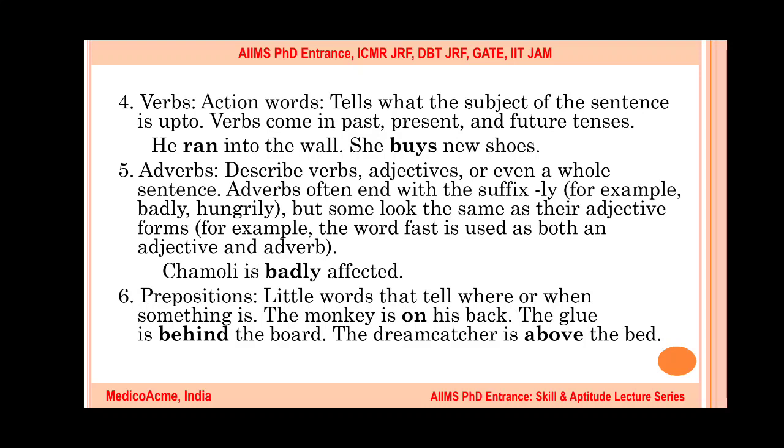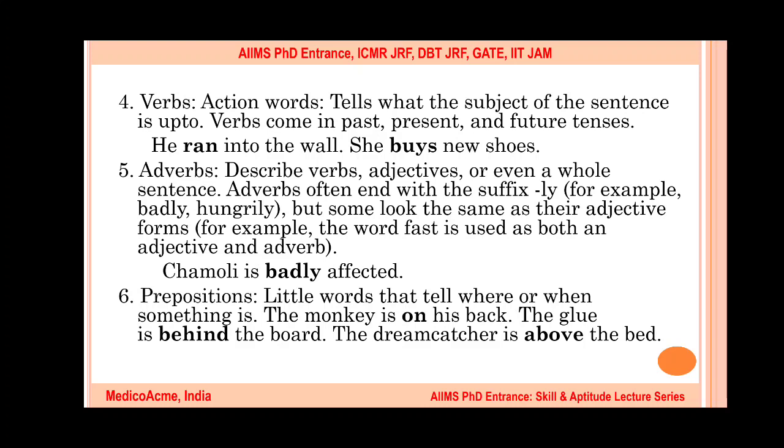Verbs are the things that are in action, activity you can say. If someone is swimming, someone is walking, they are all doing an activity. It might be physical activity, might be mental activity. Every activity is the verb. It tells what the subject of the sentence is up to, what they are doing, the status of the object or the person. Verbs come in past, present or future tenses.